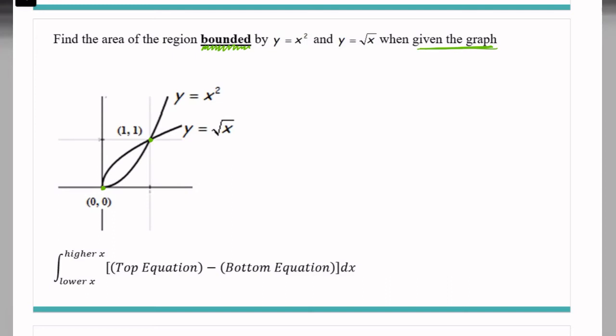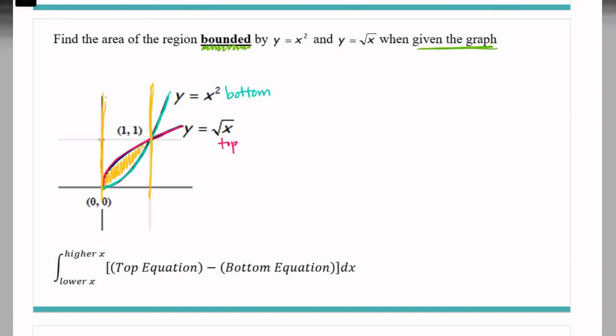So if I'm given the graph, I know right away that this pink function right here is going to be my top function, okay? And I know that this function right here is going to be my bottom function. The only thing I care about here is where it's bounded. So I only care about what's in between those intersection points. That's the area that I'm trying to find here, okay?